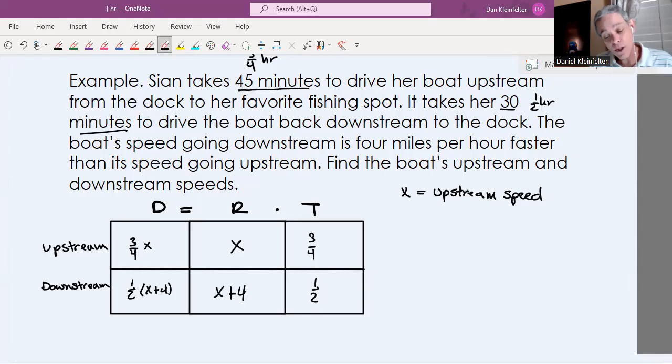So she starts at her car, right? When she gets out, gets in the boat, and then goes up to her fishing spot and then comes back. So I think it's fair to say that the distances traveled upstream and then back again are going to be the same.